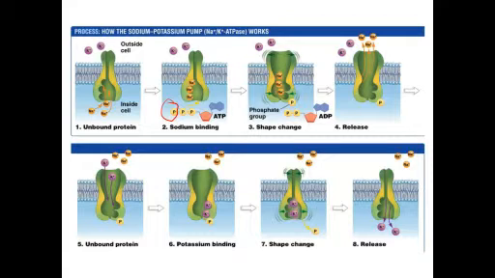Now once phosphorylated, this part of the protein closes and the opposite end of the molecule opens up. Now, the sodium ions can leave. The potassium ions can bind to their respective binding sites. The phosphate attached to the protein is removed through a dephosphorylation reaction. This end of the molecule closes, the other end opens up, and potassium enters the cell.